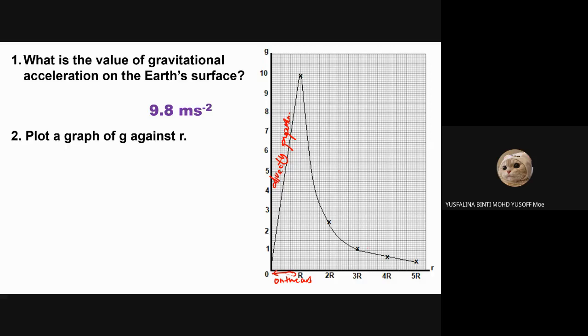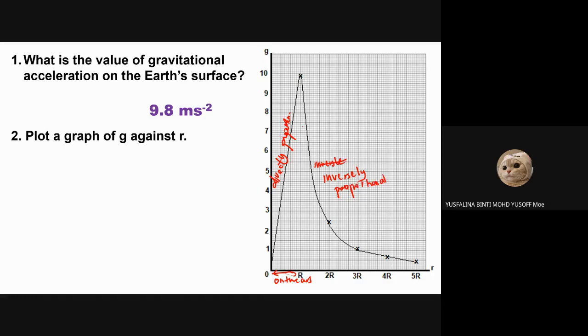When you plot the values, just now we calculated 2r and got the value 2.45, so when you plot it, it is here. If you want, you can calculate 3r, 4r, and 5r. Then when we join the points, you will get this kind of graph. For this part, it is inversely proportional.